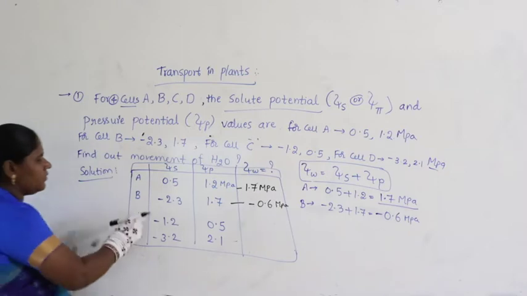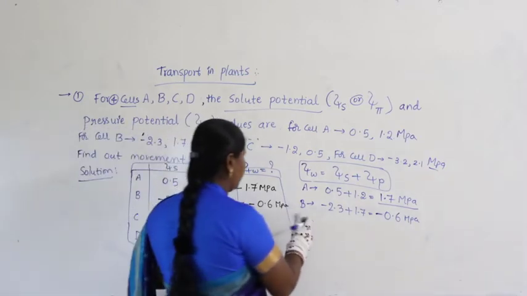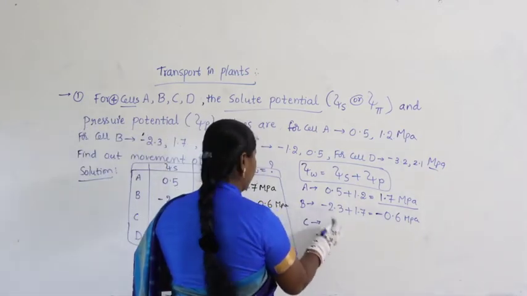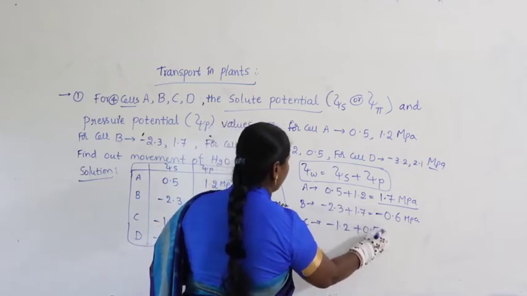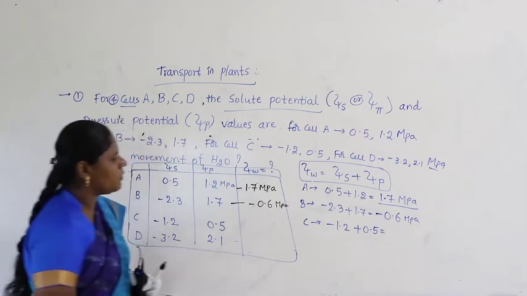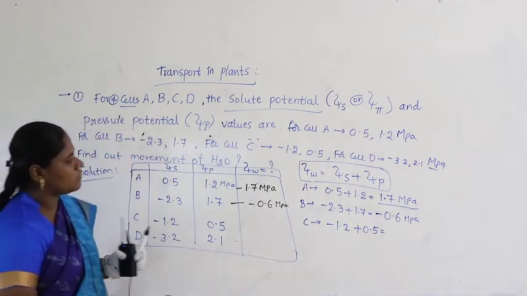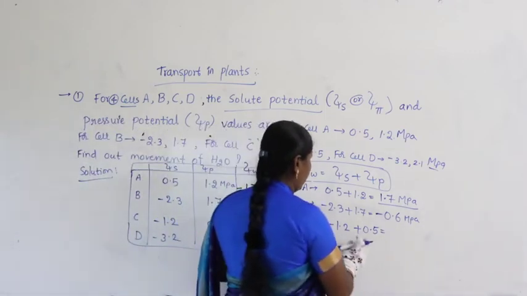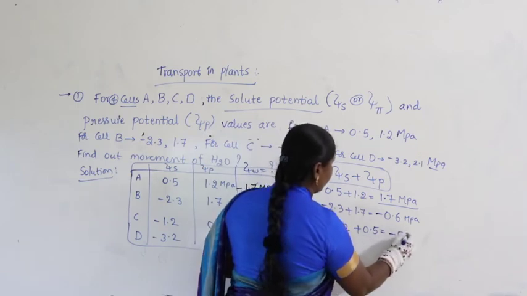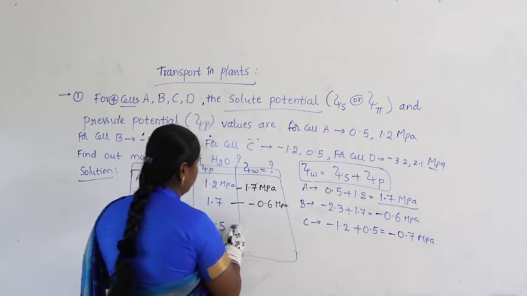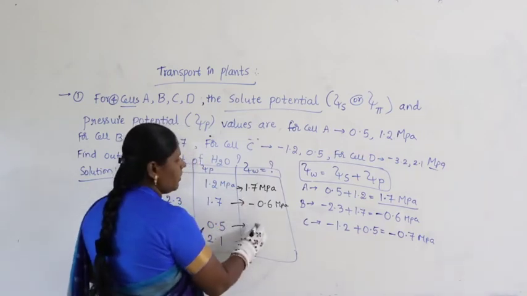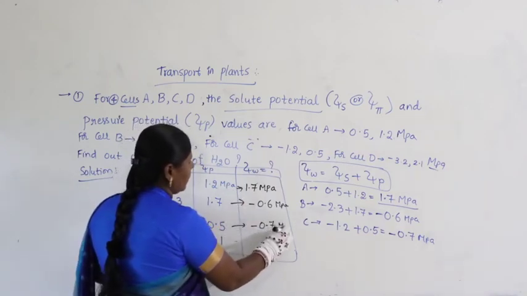Similarly, for cell C, we apply the same formula. What are the values given? Minus 1.2 plus 0.5. Then what is the value? You will get it as 0.7, right. That is minus 0.7 megapascals. So we can write this value as minus 0.7 megapascals.